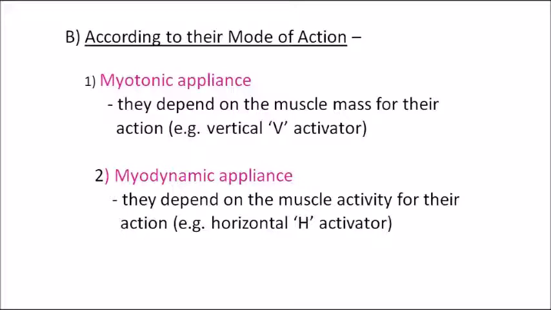Whereas myodynamic, dynamic means an activity. So myodynamic means muscle activity. Such appliances which depend on the muscle activity for their action are myodynamic appliances. An example for this is the horizontal activator, where the stretching of the muscles or displacement of the muscle is an important factor in the success of a horizontal activator. Whereas myotonic means just the muscle mass. It is the strength of the muscle mass or the amount of the muscle mass that determines the action. Then it is a myotonic appliance, and an example for that is the vertical V activator.